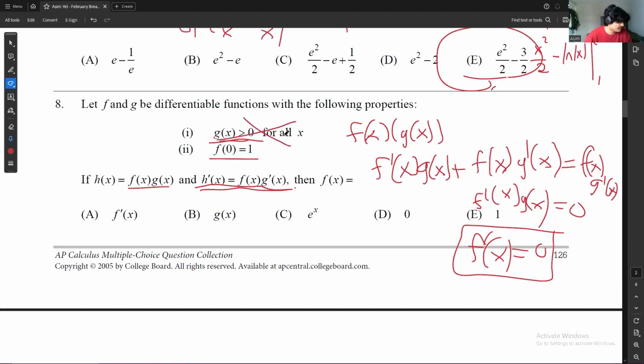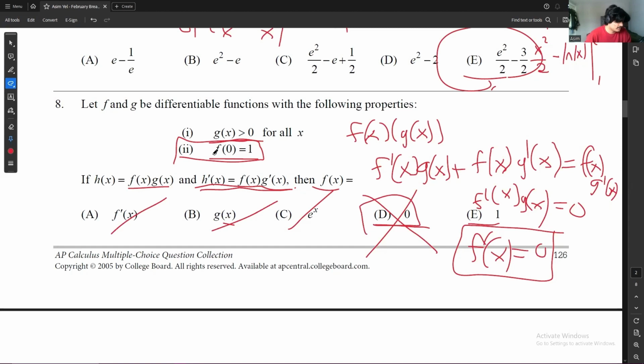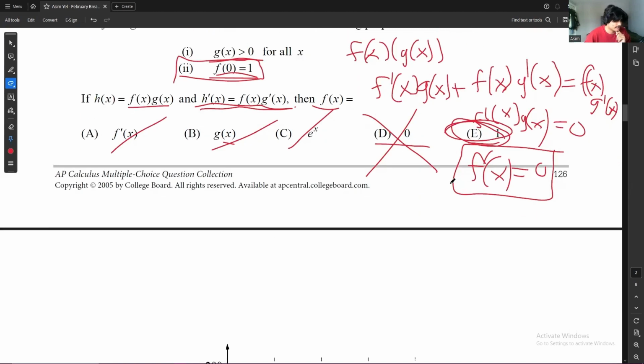So we actually don't need this information anymore because we just used it. So what's f of x? Since f prime of x is 0, this has to be a constant. Therefore, we eliminate these 3 answer choices and we obtain either D or E. So now how are we going to solve the question? The second piece of information helps us over here, and they're telling us that f of 0 equals 1. So it can't be 0, because if this was 0, this would also be equal to 0. Therefore, my answer choice is E.